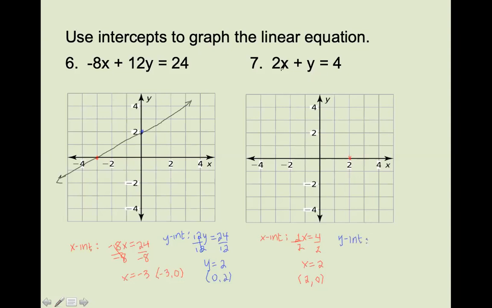I'm putting 0 in for x and solving for y. So 2 times 0 would be 0, and I just end up with y equals 4. So my y-intercept is the point (0, 4). So I go up to 4 on the y-axis and make a point.